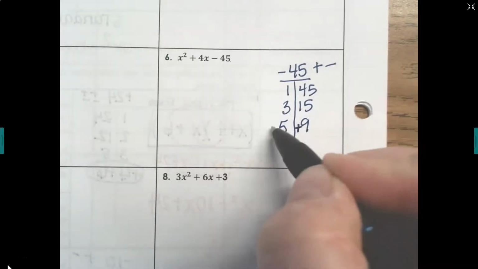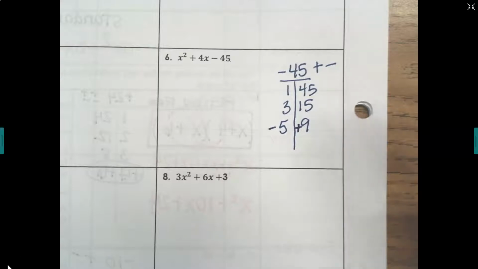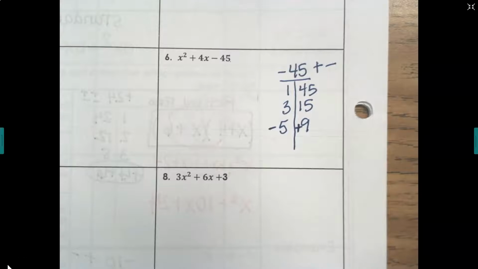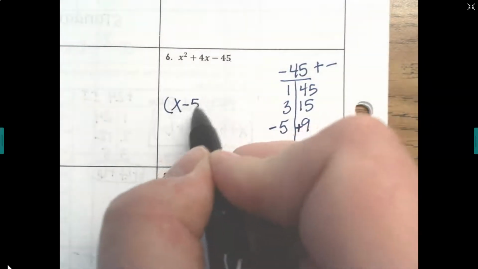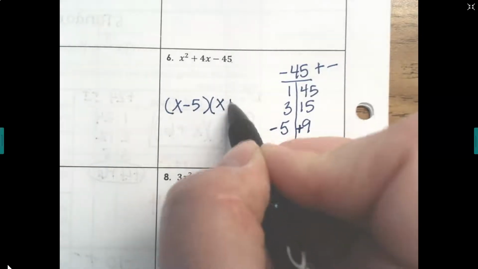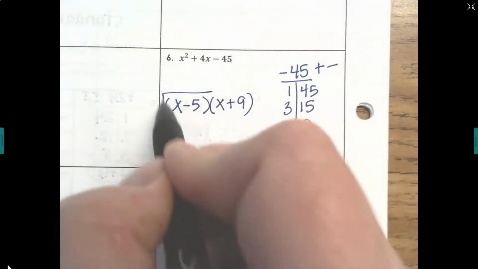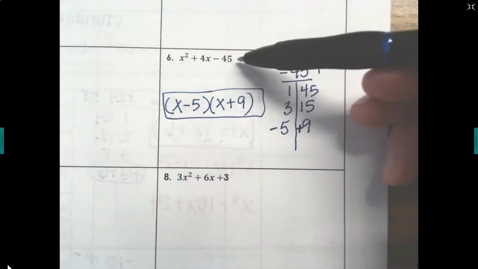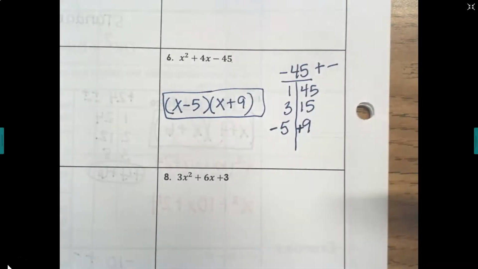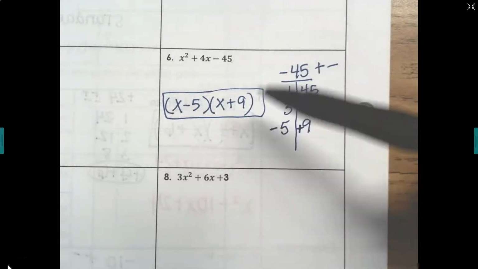So I'm trying to get to a 4. In looking at my pairs, I know that 9 and 5 are 4 apart. And I need a positive 4. That means our 9 is going to have to be positive, and our 5 is going to be negative. Positive 9 minus 5 is 4, or negative 5 plus 9 is 4. Okay, so we're going to write our factored form. We have minus 5 and then plus 9. If we multiply these back together like we were doing, we'll end up right back here. We didn't change the value, we just wrote it a different way. Okay?